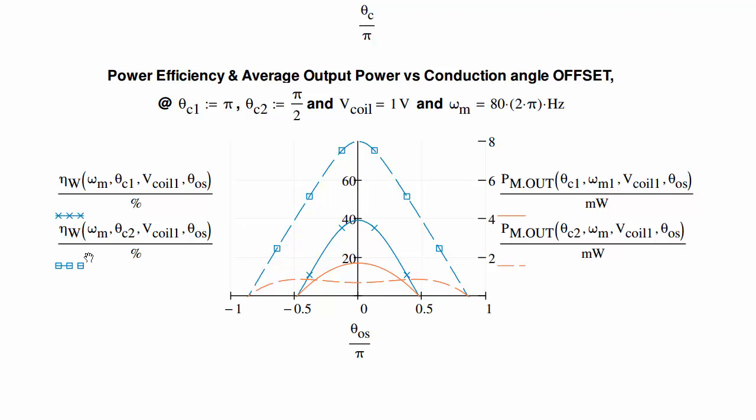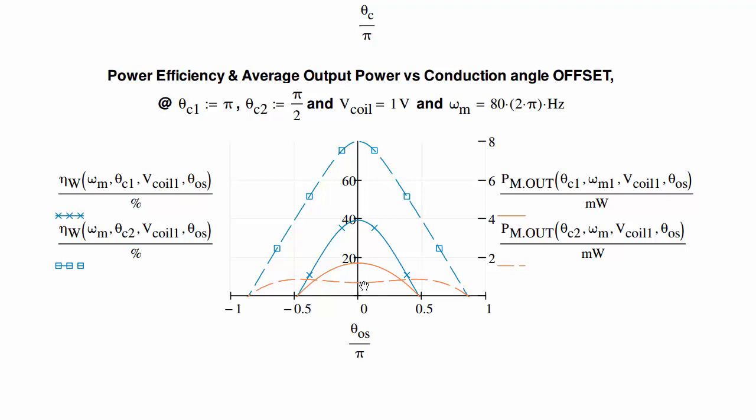Now let's look at the case where we're only conducting for minus 45 to plus 45, or a total of 90. Okay. Now our efficiency first is going to be much higher. Our efficiency gets up to, it looks like, 80%. And our output power is going to be lower, clearly lower. It looks like about 8 milliwatts as opposed to 18 milliwatts or so.